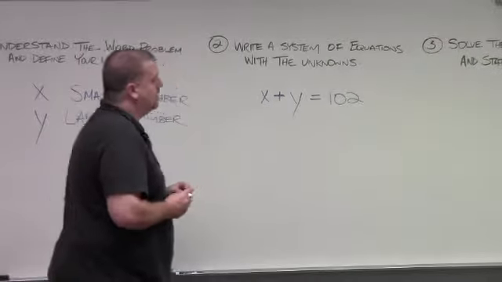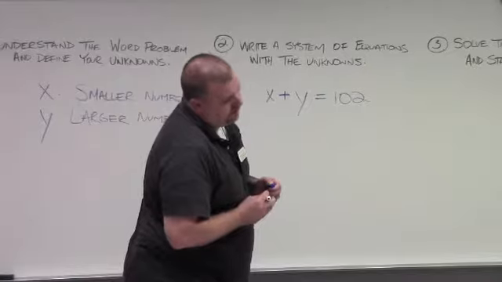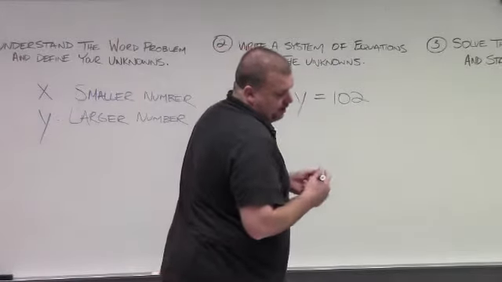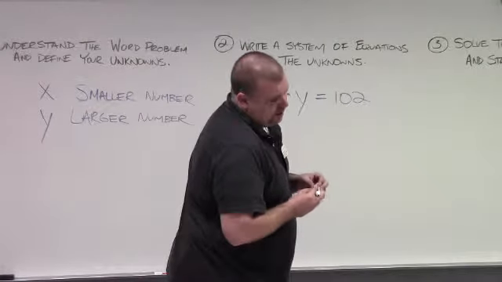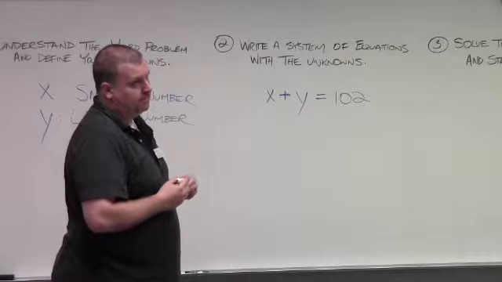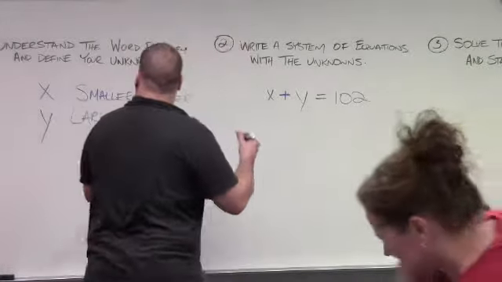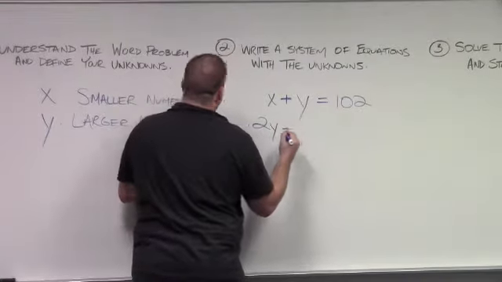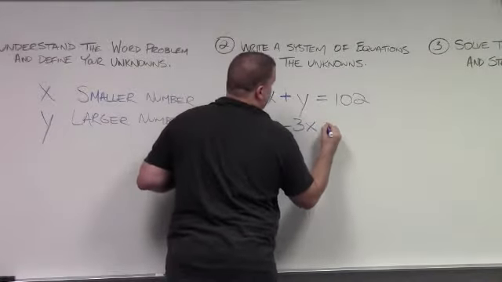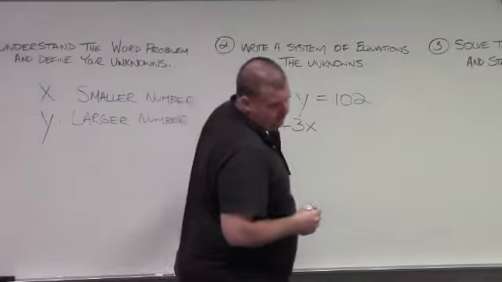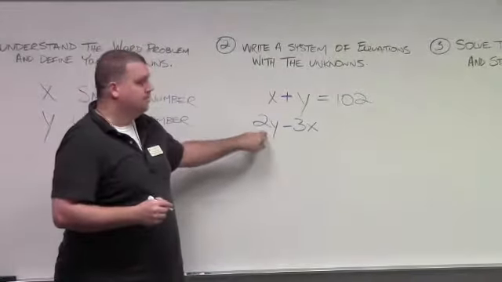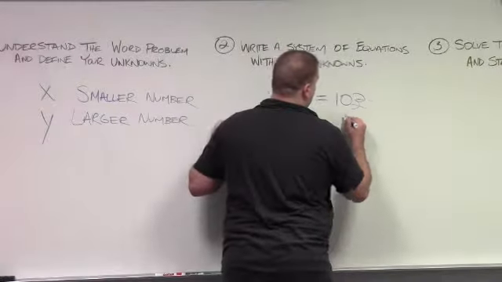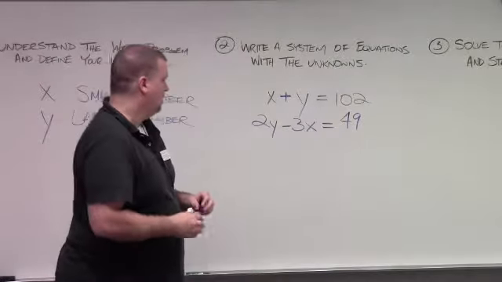The second sentence is going to give us our second equation. If 3 times the smaller is subtracted from twice the larger number, the result is 49. So it says we're having a subtraction problem here. What do we have to write first? 3 times the smaller number is subtracted from twice the larger number. Okay. So 2 times the larger number, so 2 times y minus 3x. Does everybody agree with that? 3 times the smaller number is being subtracted from twice the larger. The result is 49. So there's the 2 equations.